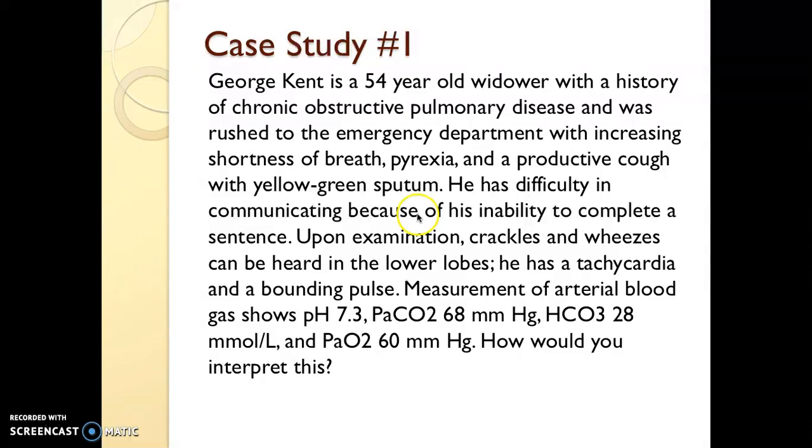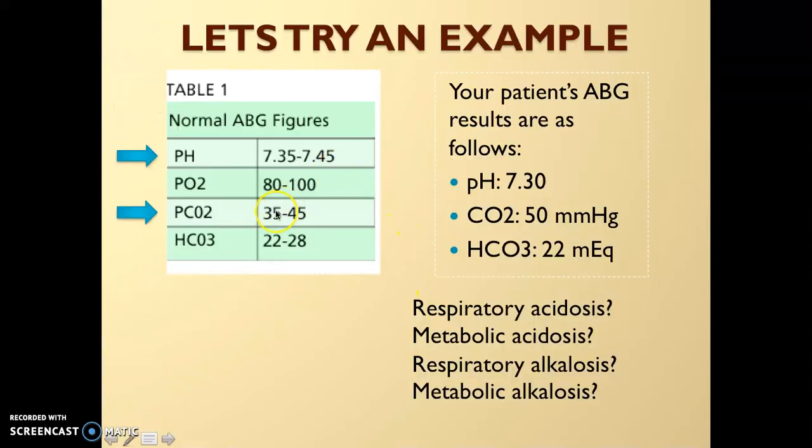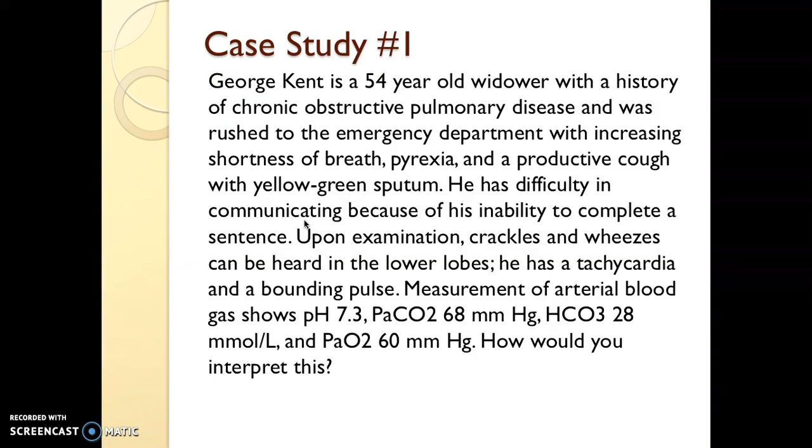Now we're looking at the CO2. CO2 is 68. Let's see what a normal CO2 level is. A normal CO2 level is 35 to 45. This patient had 68, so we know it's going up. And we know the pH is going down. So this is down and this is going up. Is this opposite or equal? It's opposite, and based on our ROME mnemonic, respiratory opposite. So we know that this patient is in respiratory acidosis.